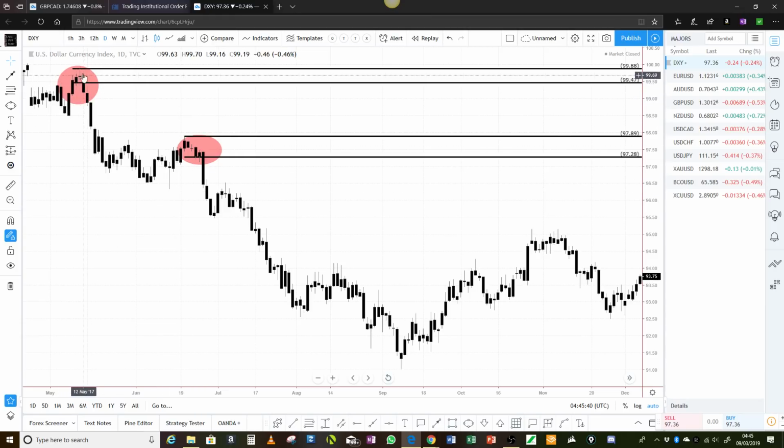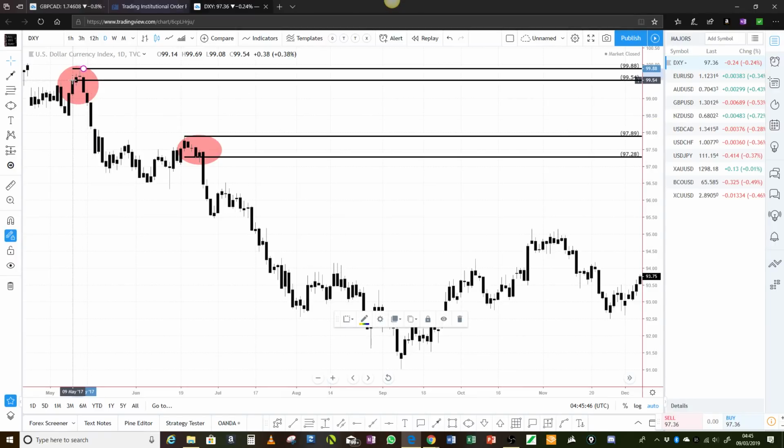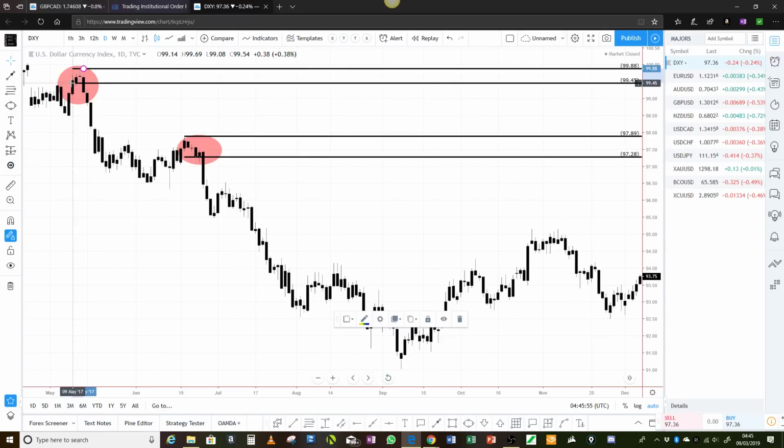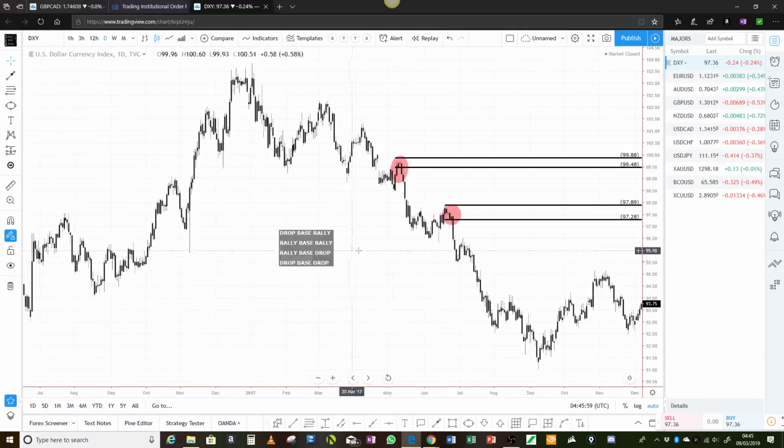So there's the origin of that big move. It all started somewhere in here. If you want to be particular, you could actually put it like that, right at the origin of the move. But again, they're so close together, there's no need to be too tight about it. That's the whole area right there.